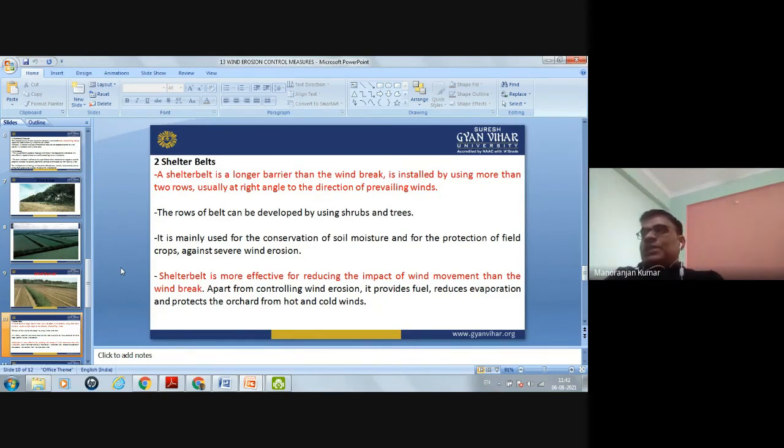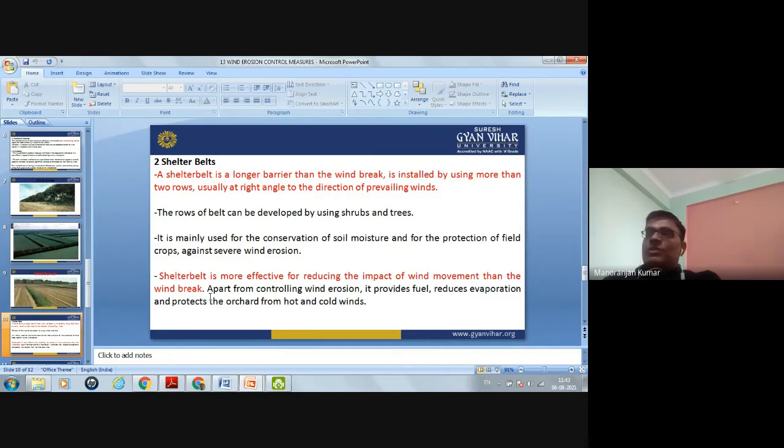The rows of belt can be developed using shrubs or trees. It is mainly used for the conservation of soil moisture and for the protection of field crops against severe wind erosion. A shelter belt is more effective for reducing the impact of wind movement than the windbreak. If you compare the shelter belt and windbreak, you can say that the shelter belt is more effective than the windbreak.